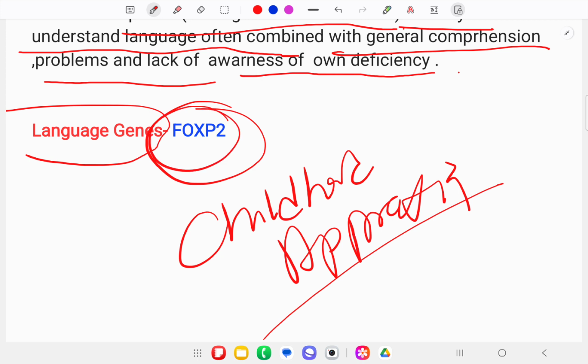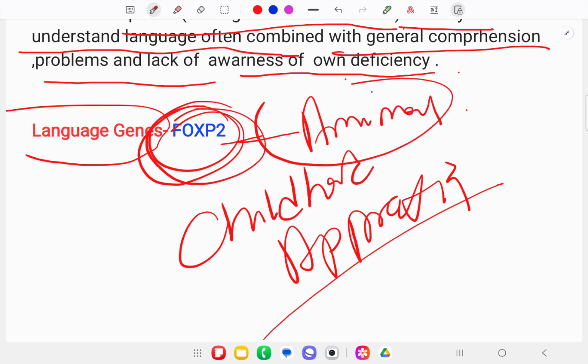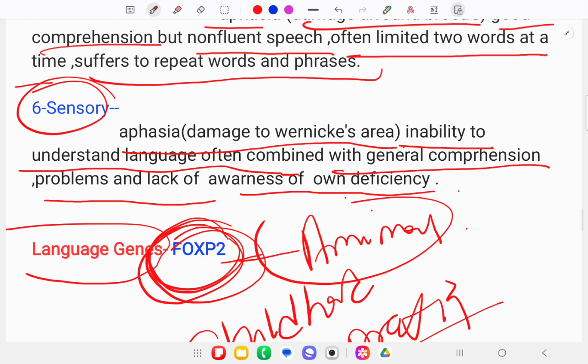Actually, the FOXP2 gene is present in humans as well as animals, and it is involved in language processing. There are hundreds of genes in our brain, but this one gene has a connection with all the areas of the brain. Okay, so we must remember this point.